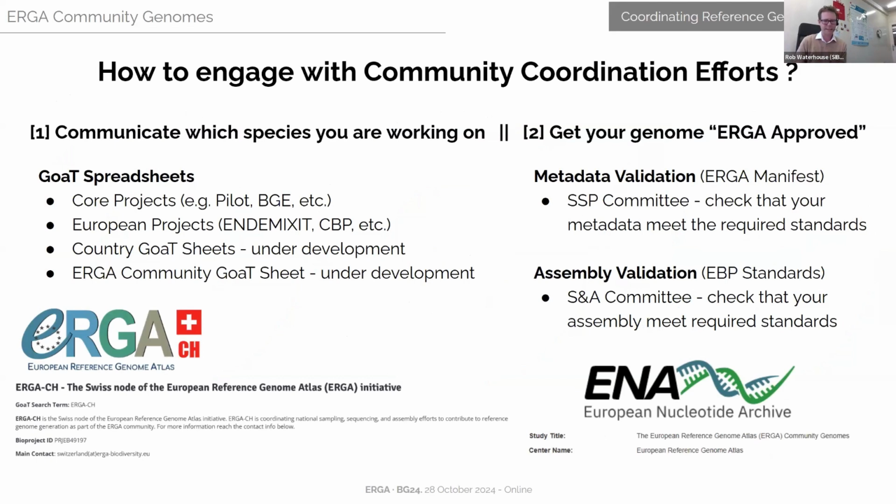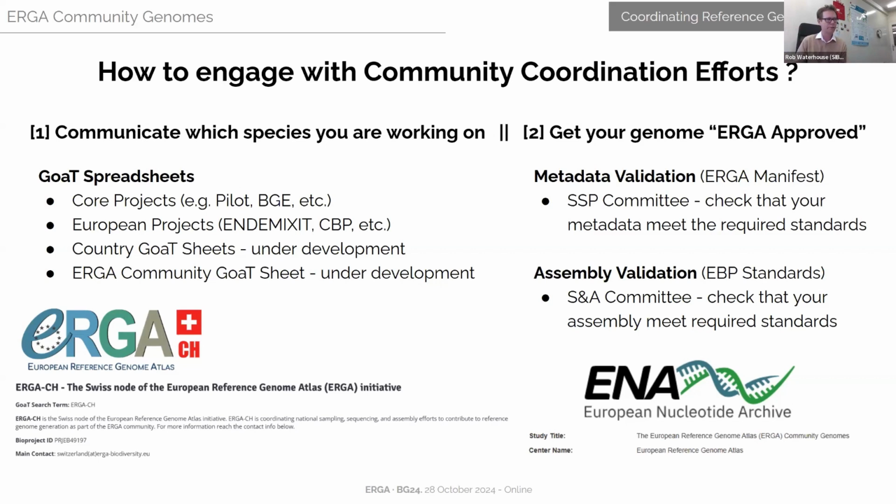And really this boils down to two main points: how to communicate which species you or your research group is working on at the moment, and then at a second stage, how to get your genome ERGA approved, which is something that Diego was addressing there with this assembly review process. So first of all, communicating which species you're working on.